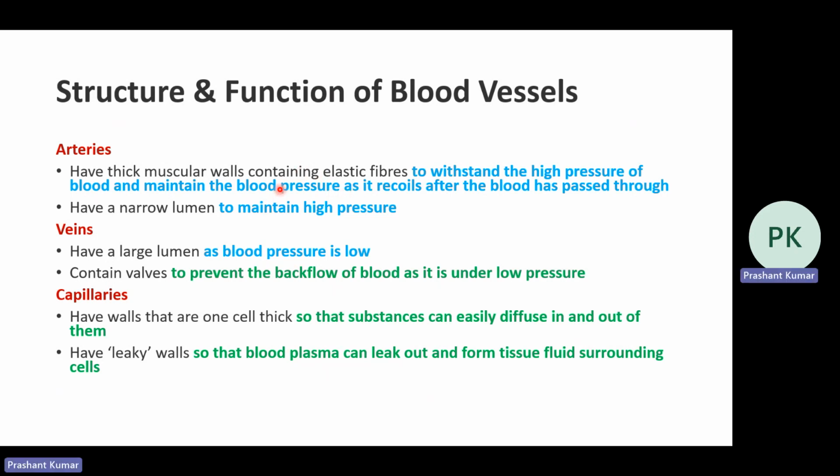So it's a very important task to make sure that blood is flowing with high pressure. Obviously, arteries have a narrow lumen to maintain that pressure. Then veins have a larger lumen as blood pressure is low. They contain valves so that blood should not go back, and maintain the one-way flow of the blood.